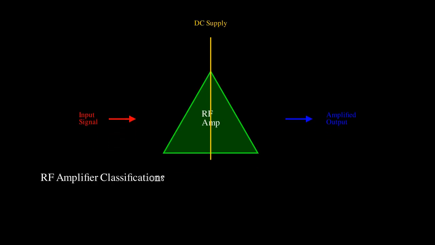RF amplifiers are classified by their operation class, which determines efficiency and linearity. Class A amplifiers conduct current for the full input cycle, providing excellent linearity but poor efficiency, typically 25 to 50%. They're used where signal quality is more important than efficiency.